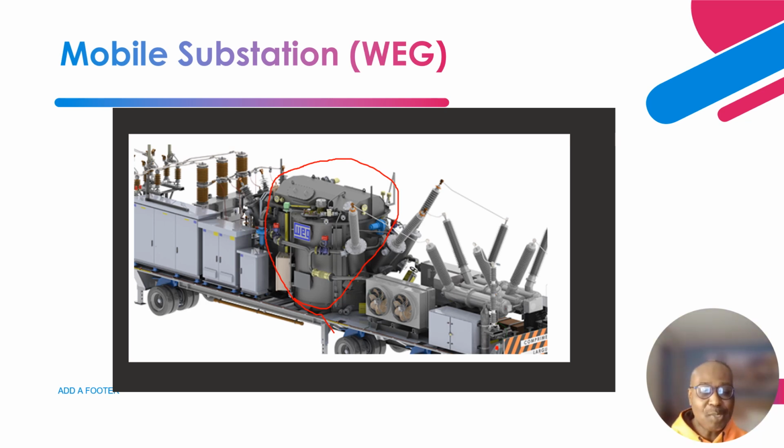So as you can see over here, this one is the high side, right? Based on the size of the bushing. Okay, so this is the bushing turret. This is where all the CTs are located, on the high side. And this is the high side bushing, phase A, phase B, phase C.